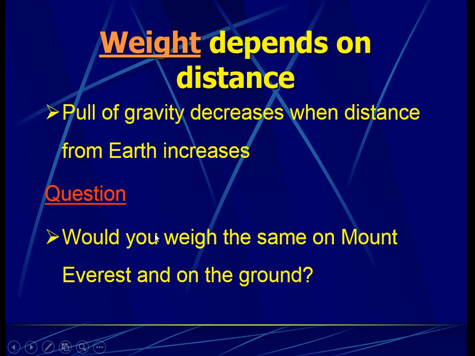Well, another fact to take note of is this. The weight of an object depends as well on the distance. So what do we mean by that? It simply means that the pull of gravity decreases when the distance from Earth, for example, increases. This means that the further away we are from the Earth's surface, the pull or force of gravity will become less. This is because the gravitational field strength becomes less and less the further we are away from the planet's surface. So the question would be this: would you weigh the same on Mount Everest and on the ground? Well, now you know the answer. On Mount Everest, you will actually weigh less than on the ground itself.